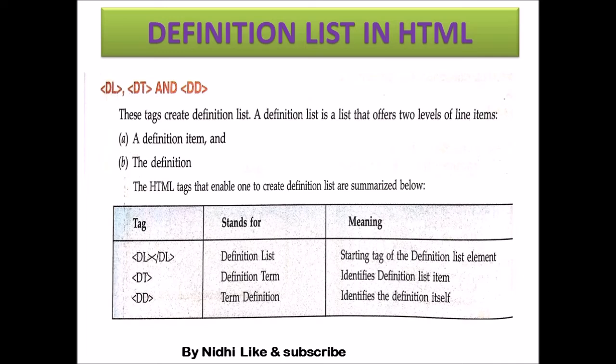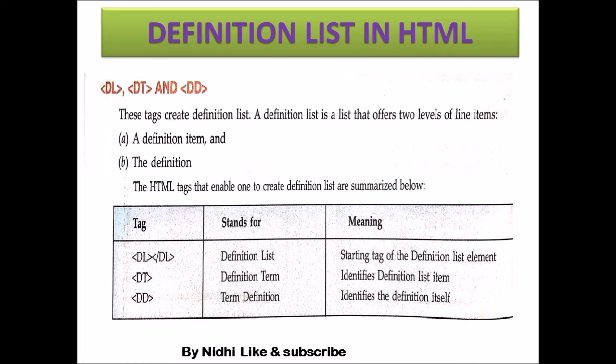So here is a different type of list, that is the definition list. In this list we have three types of tag: DL, DT, and DD. DL is the main tag. In that we have the DT tag, that is definition term, and in DD we have the term description or term definition, you can say. These tags are used to create a definition list, and in a definition list we have two levels. One is the definition item, that is the name of the item, and the second one is the definition of that particular item. So here you can see the HTML tags that are used to create a definition list.